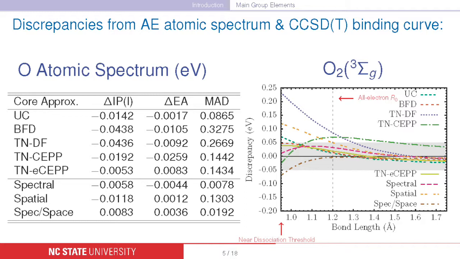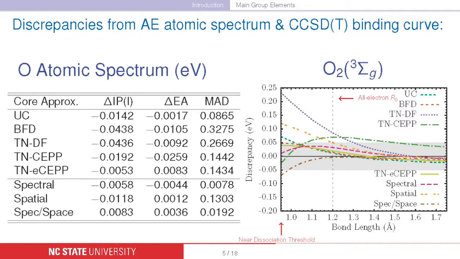But it's an all-electron calculation. So as you can see, if you focus on this spectral ECP, which is actually using an objective function that completely neglects this norm conservation, you can see that compared to all other core approximations, our constructed ECP does significantly better on both ionization potential, electron affinity, but also the mean absolute deviation over all of the states that we considered.